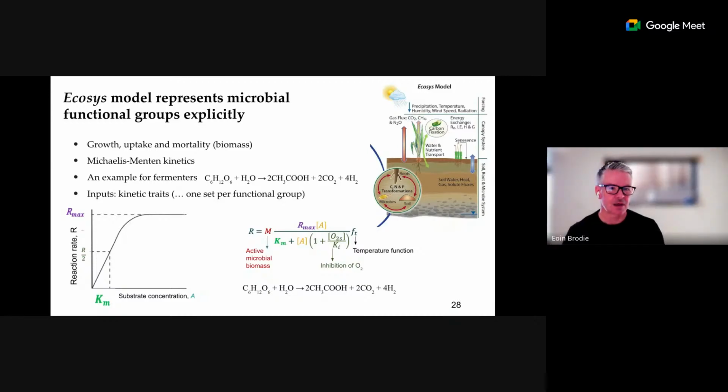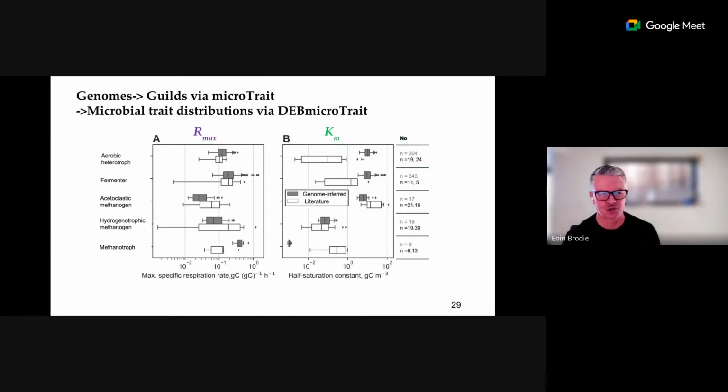Thanks. No problem. So this is using a similar Michaelis-Menten type formulation, representing the maximum specific reaction rate as a function of substrate concentration. And so what we're doing is we're using the microtrait and DEB microtraits to predict these parameters for each of those guilds within EcoSys. So when we do this, the gray bars here show the genome inferred traits.